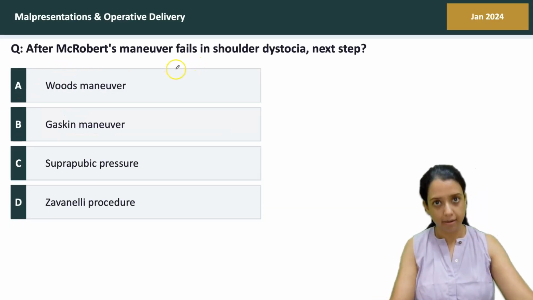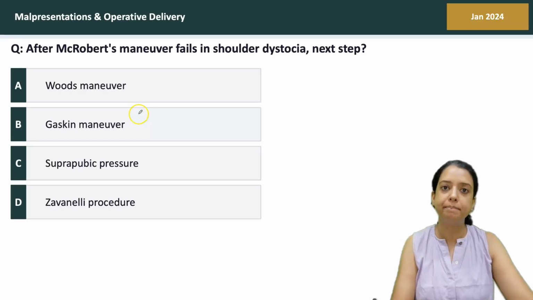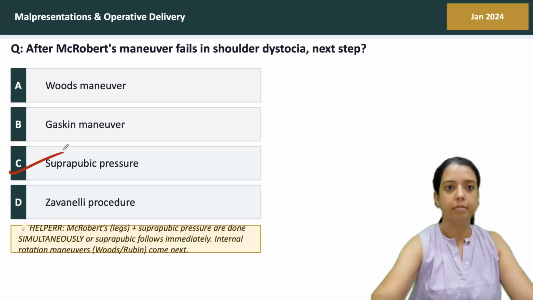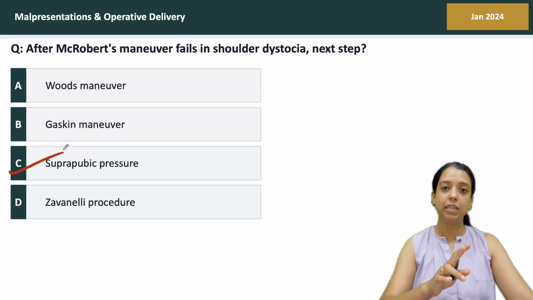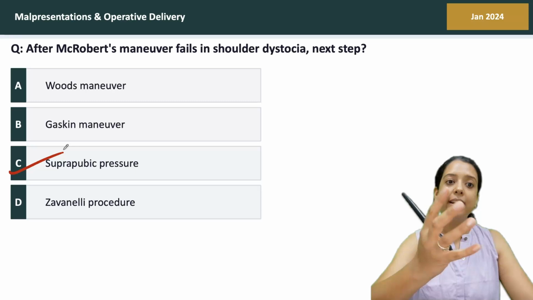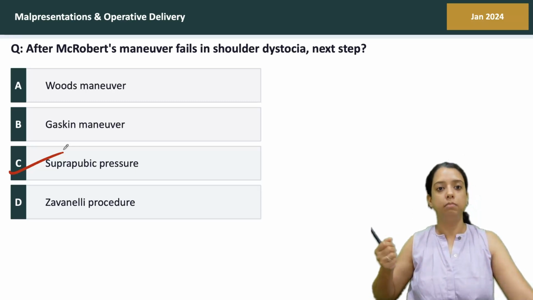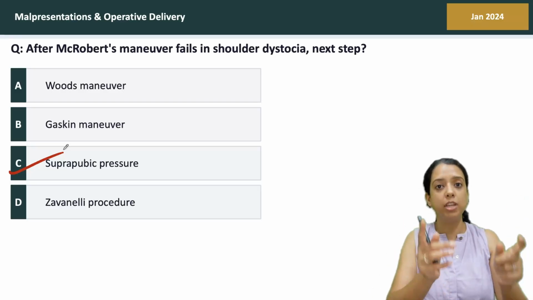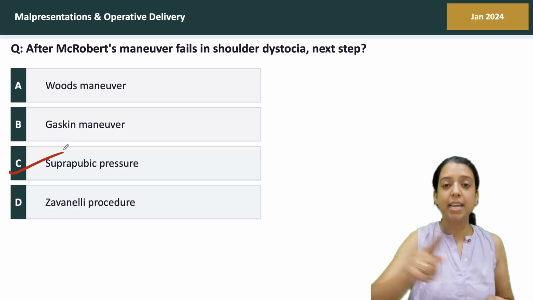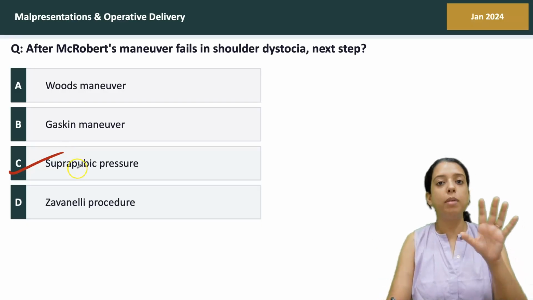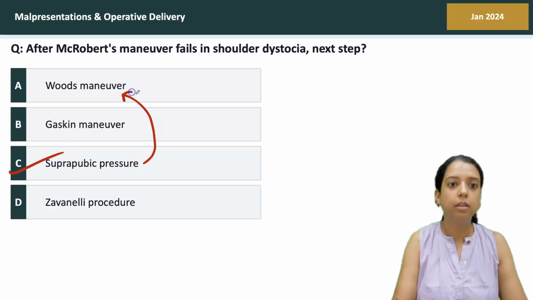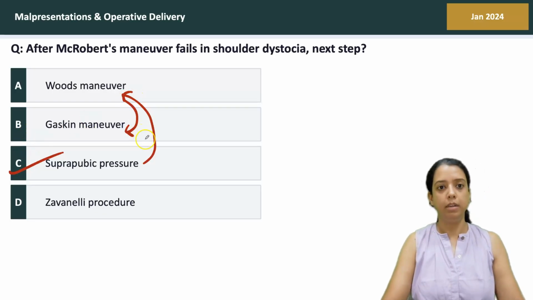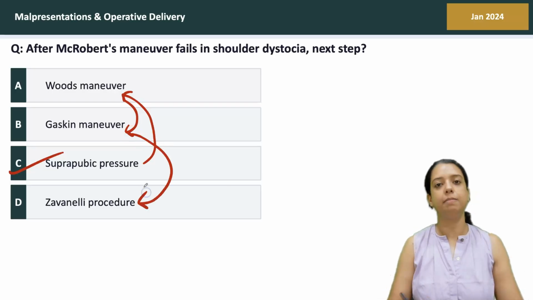After McRoberts failed in shoulder dystocia, next step, suprapubic. Easy. If suprapubic fails, then you go inside and try to bring the posterior shoulder out. It is not given as an option. Go inside and do the rotational maneuver, which is first Woods, second Rubin's two. So if suprapubic fails, next is this one. If that also fails, Gaskin. If this also fails, last Zavanelli, cesarean.